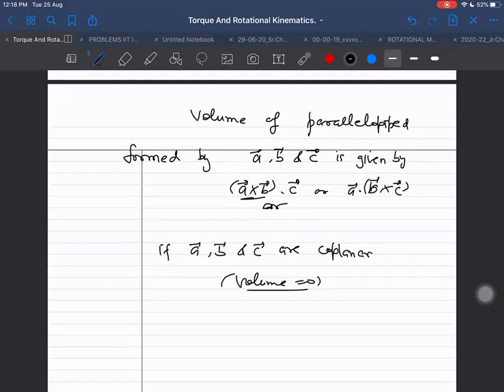If you are not understanding it this way, you can understand it another way. A cross B is perpendicular to the plane of A and B. But when we take this perpendicular vector and take the dot product with something lying on the plane, it will come out to be 0. That way also we can understand. So we know that volume will be 0 when these are lying in the same plane.